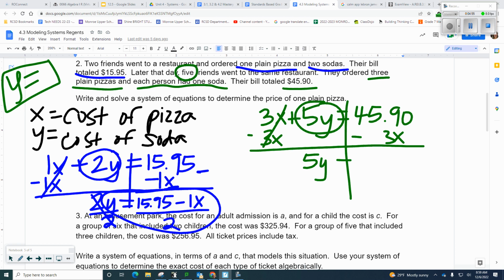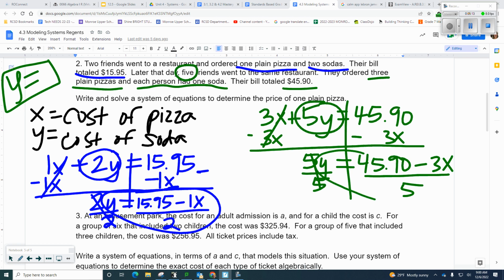Bring down the 5y, and again, they're not like terms. Don't subtract it, just write it out. 45.90 minus 3x. And then the last step is to divide by 5. And we're going to leave that also as a fraction. Okay? And now pause the video here and you can go put these two equations into your calculator.